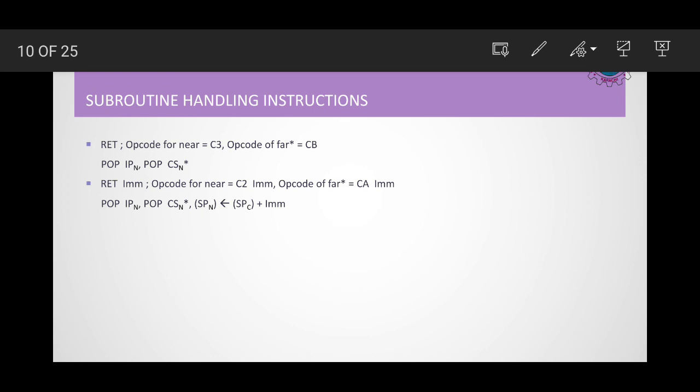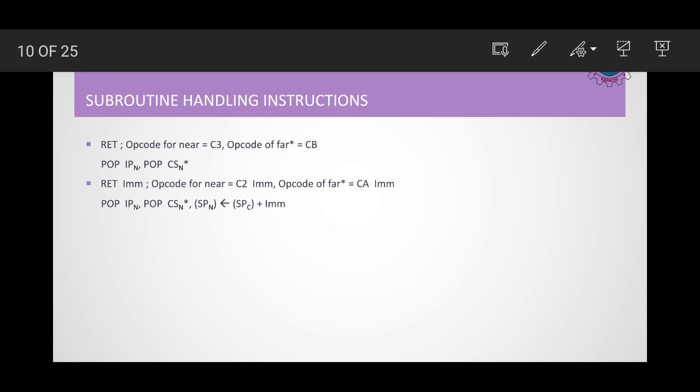What is the operation for return? In case of near return, only IP value will be popped from top of the stack. In case of far return, both IP and CS values will be popped from top of the stack.